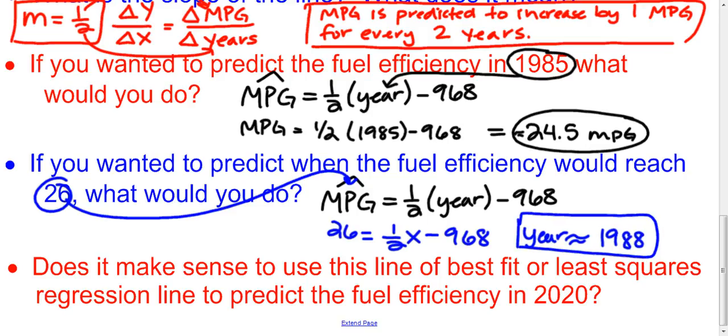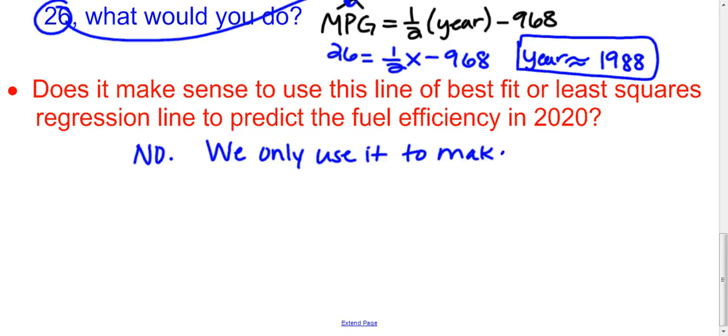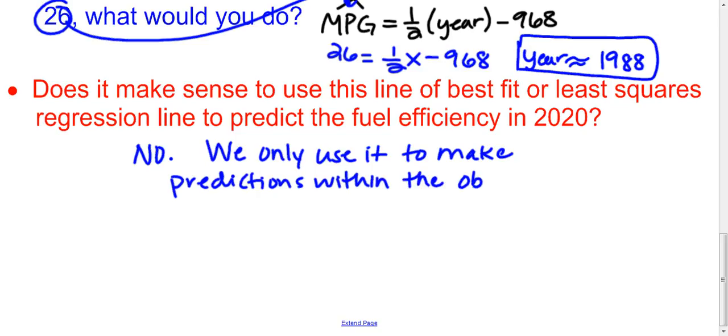And then, does it make sense to use this line of best fit or least squares regression line to predict the fuel efficiency in the year 2020? And the answer to that is no. We only use it to make predictions within the observed data.